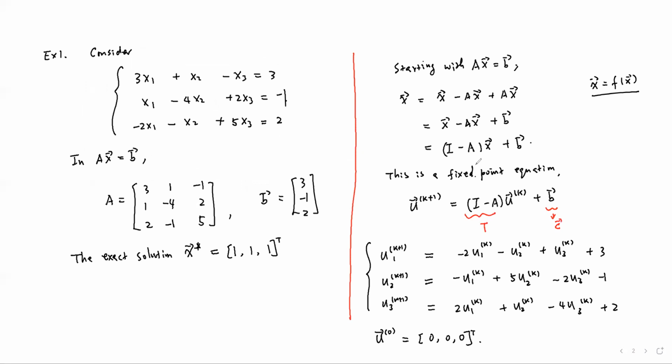So now let me try a second way. The linear system is here. I solve the first equation for x1, the second equation for x2, the third equation for x3, to obtain a fixed point equation. This is solution 2. Then I solve the first equation for x1 and I get this.